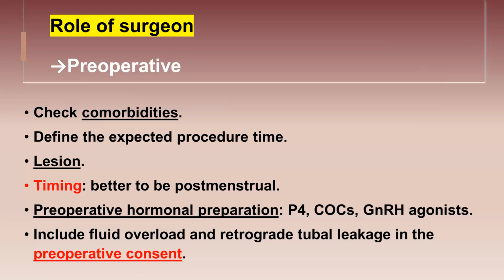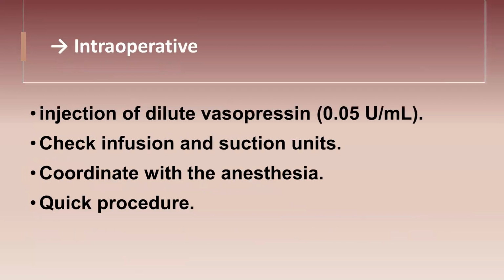You have to include fluid overload and retrograde tubal leakage in the preoperative consent for the patient. The patient should know that this can occur as a complication of the hysteroscopic surgery, and she has to consent for performing any procedure, like laparoscopic aspiration of excessive intraperitoneal fluid or other procedures to save her circulation.